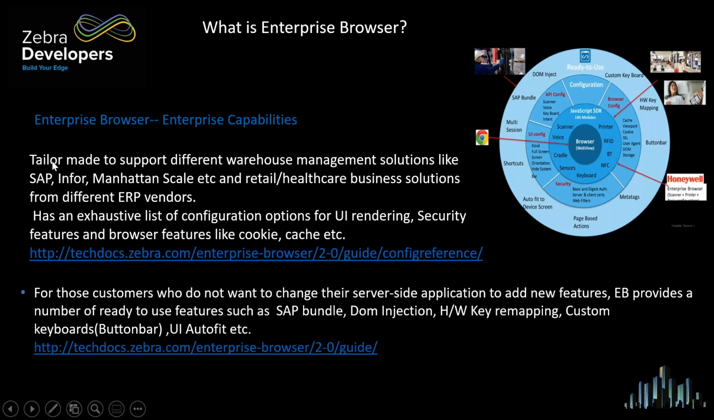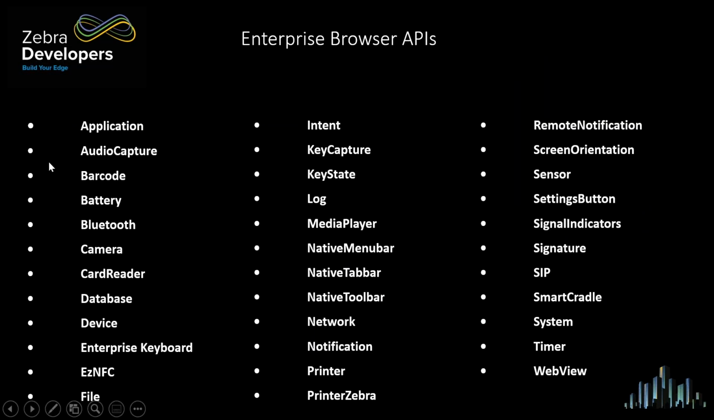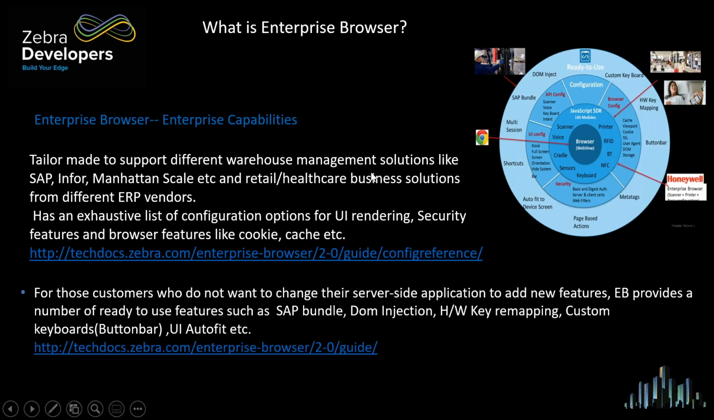And in enterprise browser, we ensure that we do the tailored coding to support defined warehouse management solutions like SAP, Infor, Manhattan Scale, and retail hardware business solutions. So if you go to this link, you will actually see all the configurations which will be supported in enterprise browser. Let me go to this link.